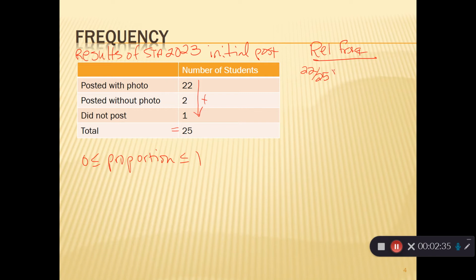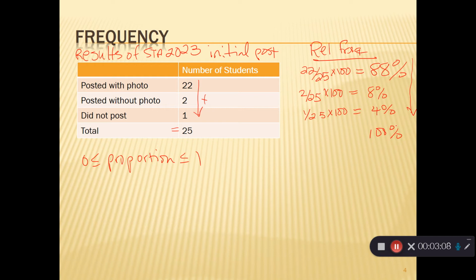Now, if I multiply that by 100, it changes to a percentage. So that would be 88% for the top category. Now, the next one, I would do 2 divided by 25 times 100. That would be 8%. And then, of course, 1 divided by 25 times 100. Now, again, if I add going down, this should total 100%.